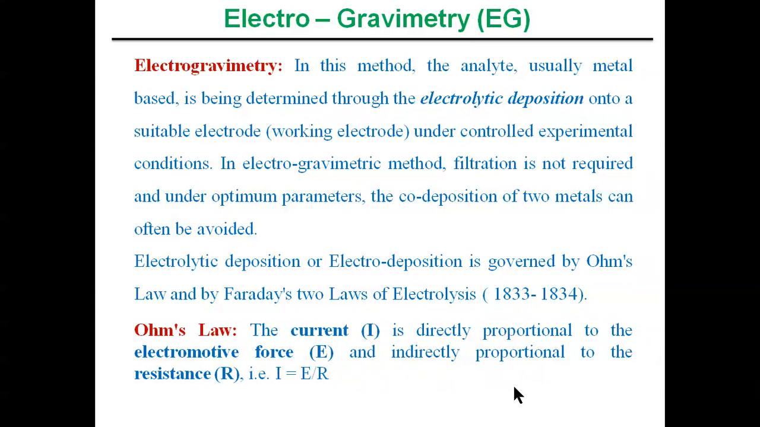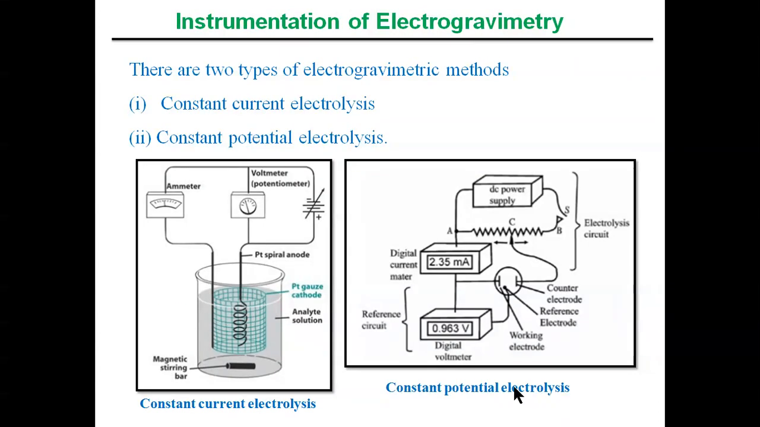So how are we going to explain this electrogravimetric principle? It is simply based on two laws. The first law is Ohm's law. As we know, I is directly proportional to V by R, that is, directly proportional to voltage and inversely proportional to resistance. That is Ohm's law, and it is also based on Faraday's laws of electrolysis. There are two laws, Faraday's first law and Faraday's second law, which we have already discussed in the previous videos. In this video, we are going to discuss in detail the instrumentation of electrogravimetry.